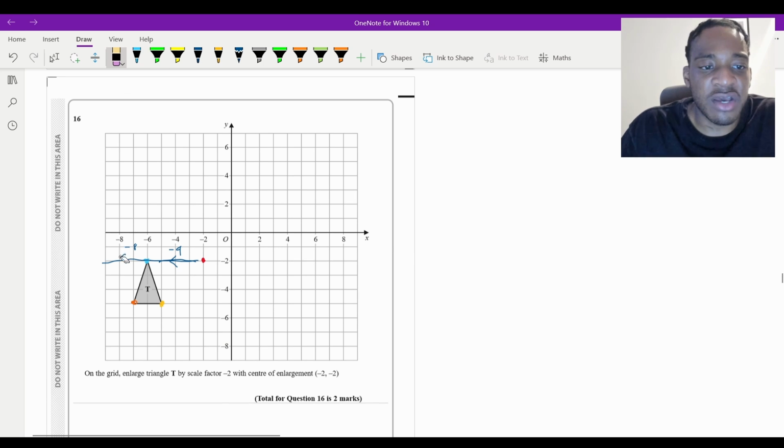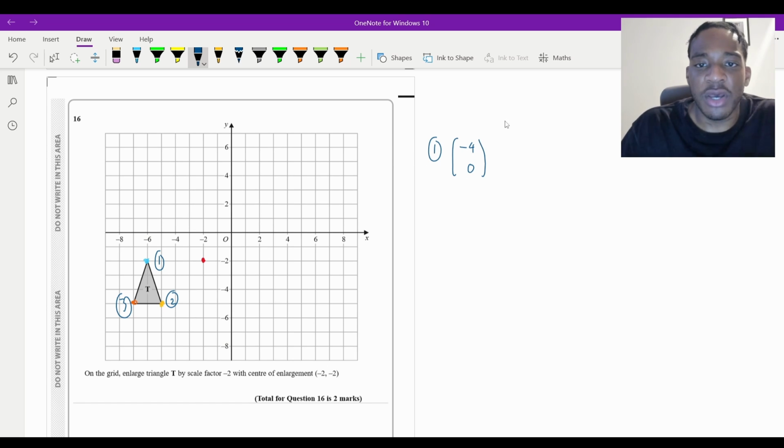And then another way I like to think of it is as vectors. I'll just show you what I mean. I'm going to list these as number 1, 2, and 3. Now, for the first vector, to go from the center of enlargement to the first point, I'm going 4 units to the left. As a column vector, that's just (-4, 0). I just go 4 units to the left, I don't go up or down. So what you want to do is multiply this vector by the scale factor, which is -2.